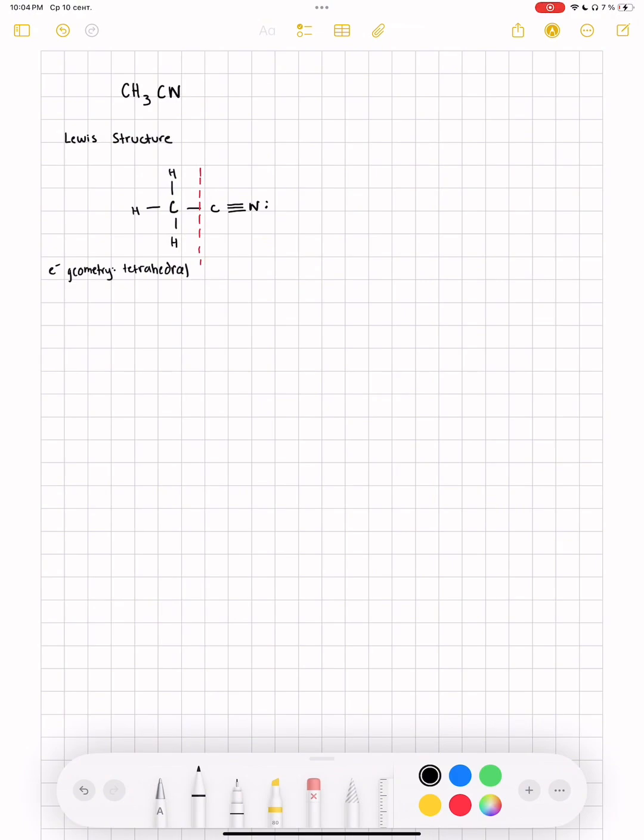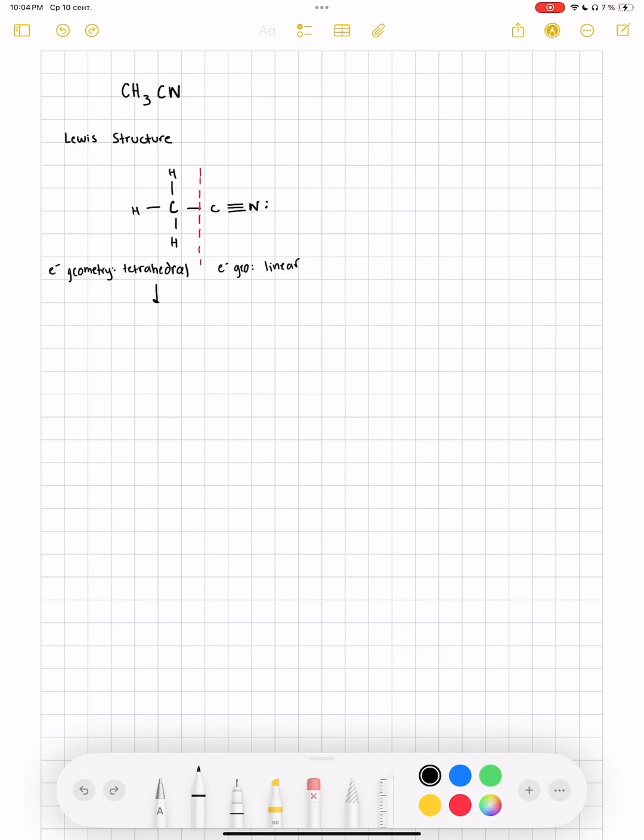This will be known as tetrahedral. Its molecular shape, tetrahedral. Now the carbon to nitrogen, its electron geometry will be linear. This is known because the carbon to nitrogen triple bond right here counts as 1 bond. And remember, nitrogen, we cannot forget that lone pair. So that counts as 2, which indicates linear.